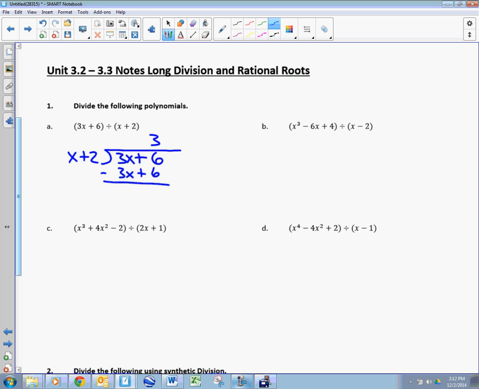Okay, everybody pause. It wasn't by mistake that I came up with 3x here. I knew I was going to get 3x, right? I asked the question, what do I multiply x by to get 3x? So the idea is you always make sure that this cancels. This won't always cancel. In this case, it does. We get 3 with a remainder of 0. So it divides evenly.